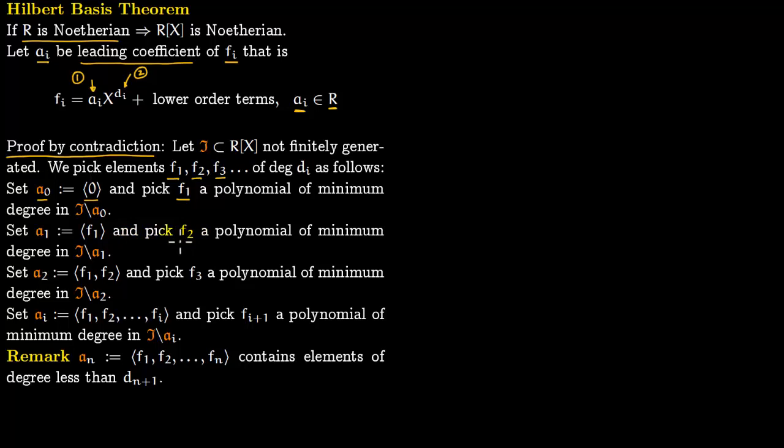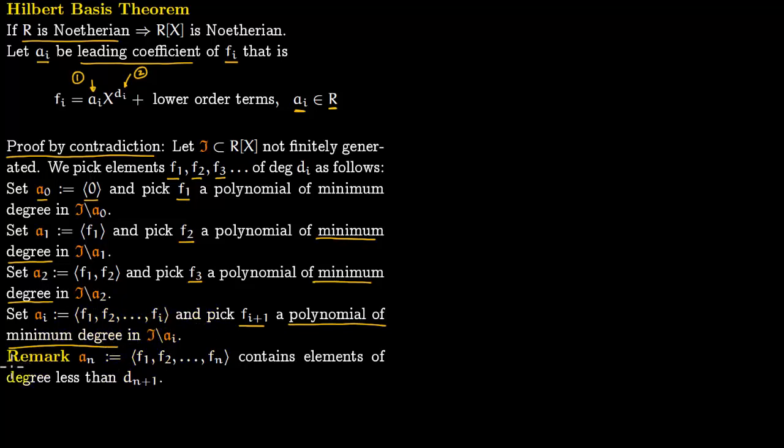And now we pick up a polynomial f2. This polynomial is of minimum degree in I minus a1, so I minus this ideal. Then we can set an ideal a2 which is generated by both f1 and f2. Now you pick up a polynomial f3 of minimum degree in I minus a2, so these two are not there. You keep on picking polynomials inductively. So if ai is generated by f1, f2 all the way to fi, you pick up fi+1, a polynomial of minimum degree in I minus ai, so I minus all these polynomials.